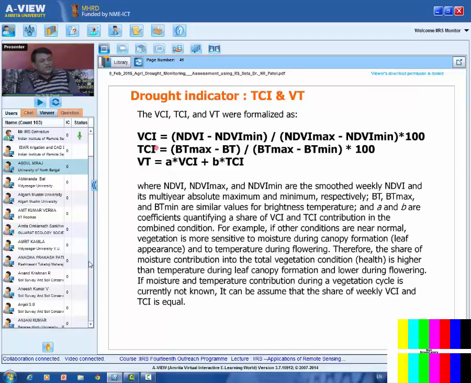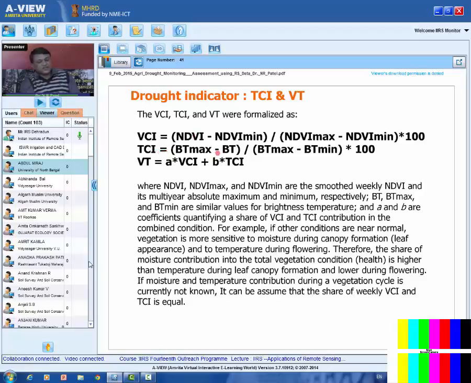The VCI, as we have said earlier, the VCI formula is based on the historical NDVI database, where NDVI min and NDVI max are the absolute minimum and maximum NDVI for a particular week in the long-term historical NDVI database. NDVI is the actual NDVI of the particular week.